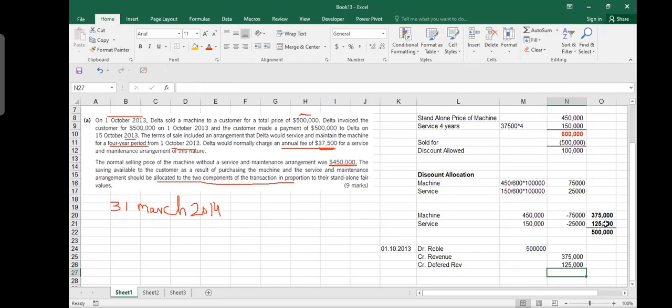So on 1st of October, 375,000 is treated as revenue. 125,000 will go as your liability, as your deferred income, because you have not yet provided the service. This performance obligation has been achieved. We have delivered the machine. We can recognize the revenue. This performance obligation has not yet been provided, so you cannot recognize the revenue. Receivables, you will claim in full. You will make an invoice of 500,000, that's not the issue. But you need to create advance income, which is your liability.